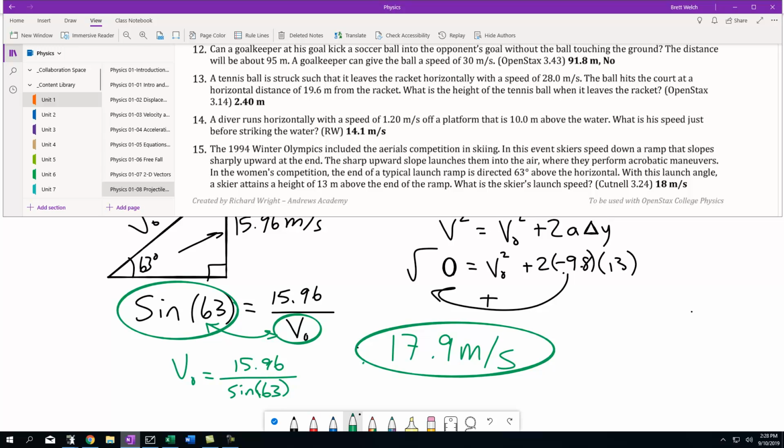It's all about breaking things into vertical and horizontal, and then working with those kinematic equations. Good luck. We'll see you in class.